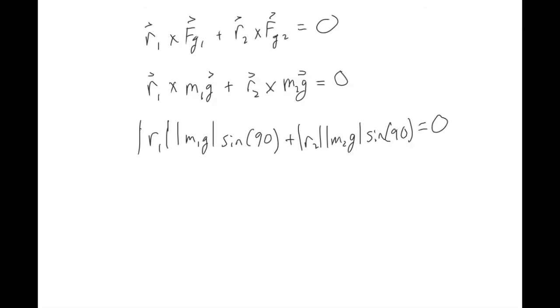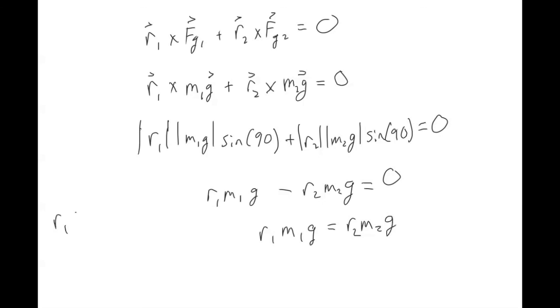And so sine of 90 is just one. And then using some knowledge about cross products that we'll go over on a different day, not today, this second torque term is going to be negative. And so because that's negative, we can move it to the other side like this. And then in the problem, we were given that R1 equals R2, so those cancel out. G is just a constant, so those will cancel out. And you get that M1 equals M2.